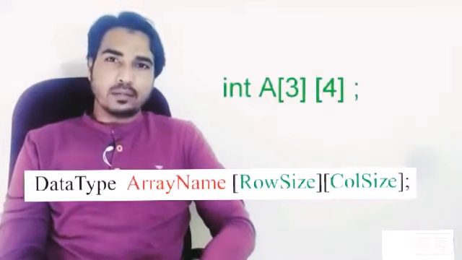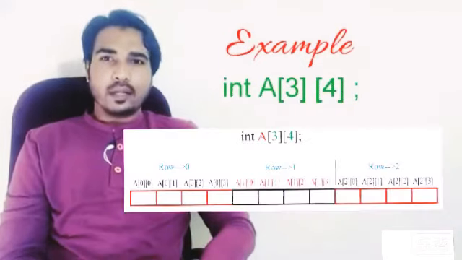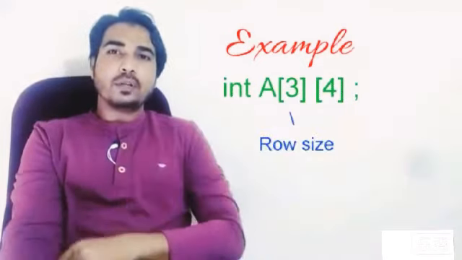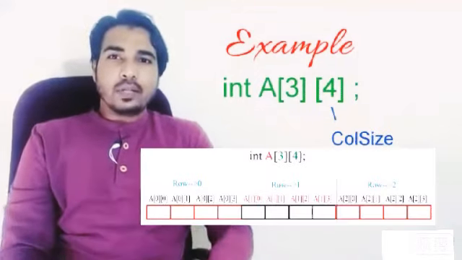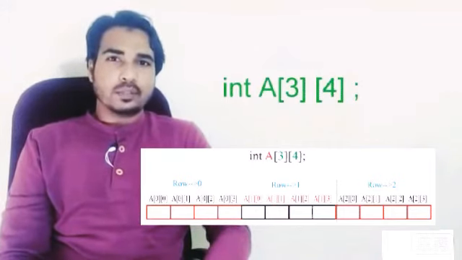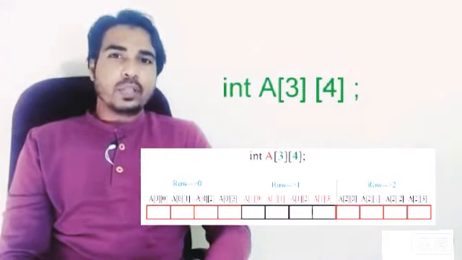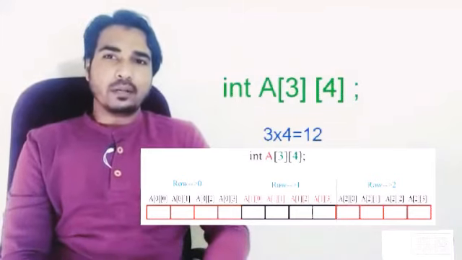Consider an example, integer a of 3 by 4. Here a is a two-dimensional array with row size 3 and column size 4. In other words, a is a matrix or a table of 3 rows and 4 columns, and it can store 3 multiplied by 4, that is total 12 elements of type integer.